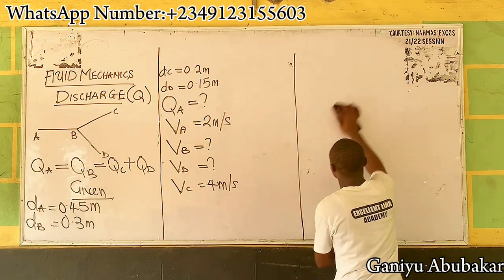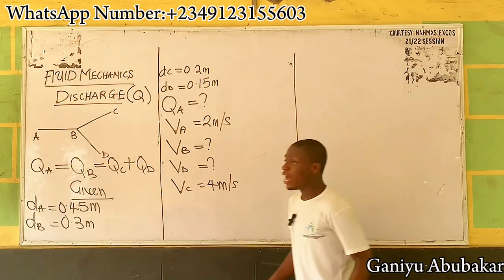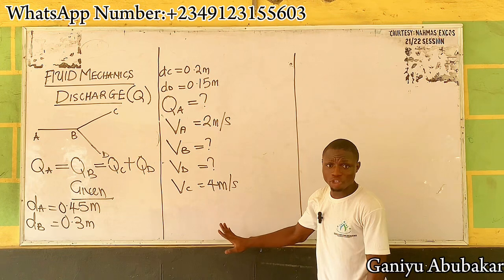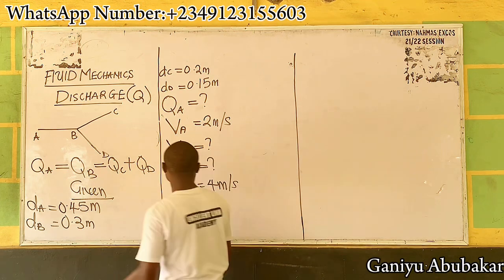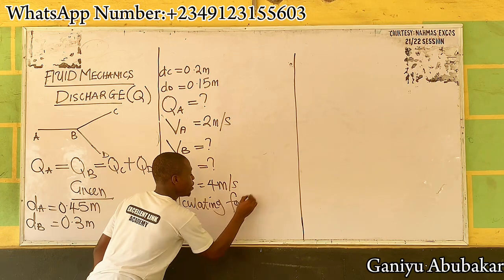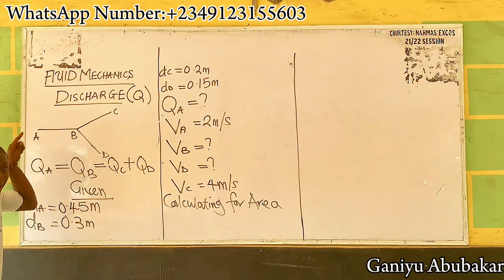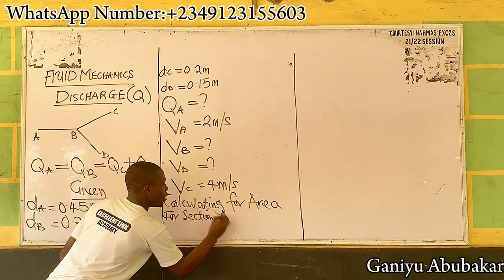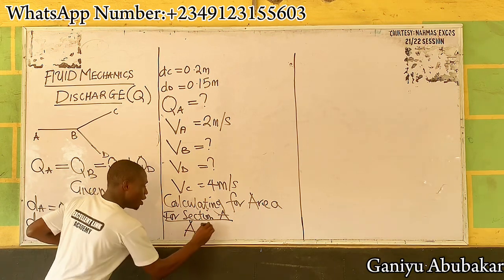My very first task: observe that so far I'm looking for this discharge. When it comes to discharge, I need V and A. But I'm not given the area here at all, I'm given the diameter. So I need to convert diameter to area. My first task is calculating the area. Now I have several sections here, A, B, C, and D. Start with section A.